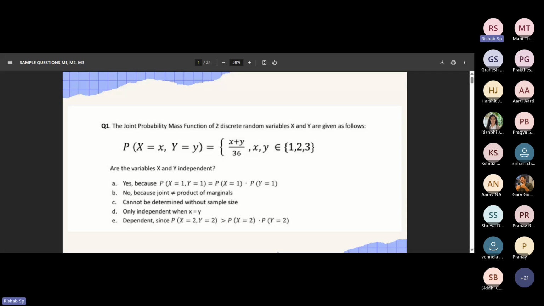Is my screen visible? Yeah, Rishabh, it's visible. Fine. Just a second.